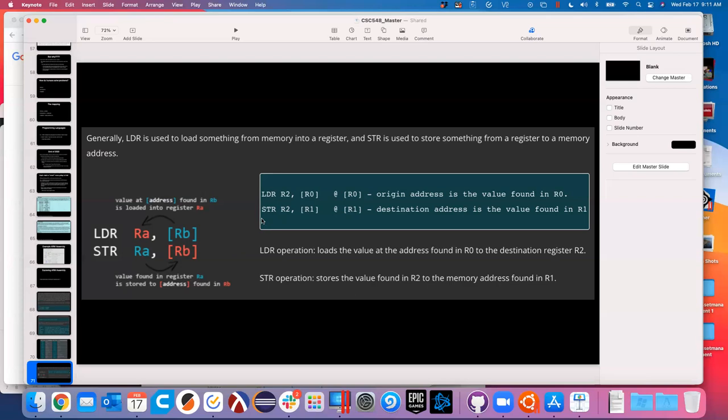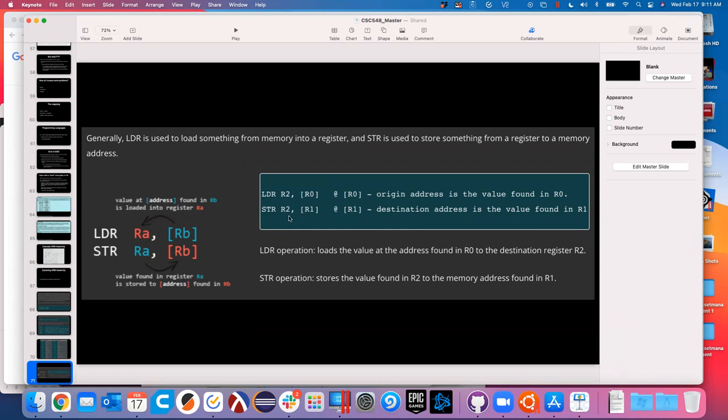But I wonder actually, is this a remove from where? Like this one? It's still in memory. Yep. So he asked, when I load it into R2, does this place in memory get emptied? It does not. This is just saying, hey, I'm going to copy the value found at the memory address stored in R0 into R2. Then I'm going to store into this memory address whatever I just read from R0.